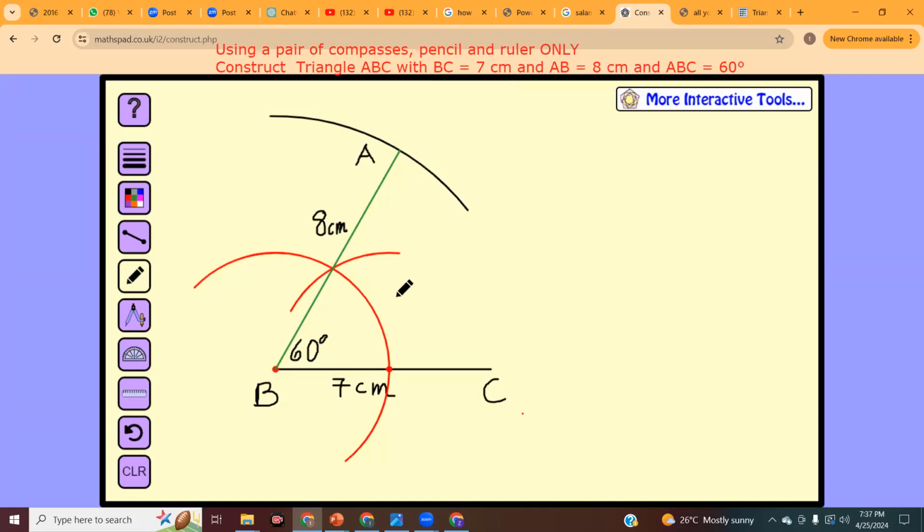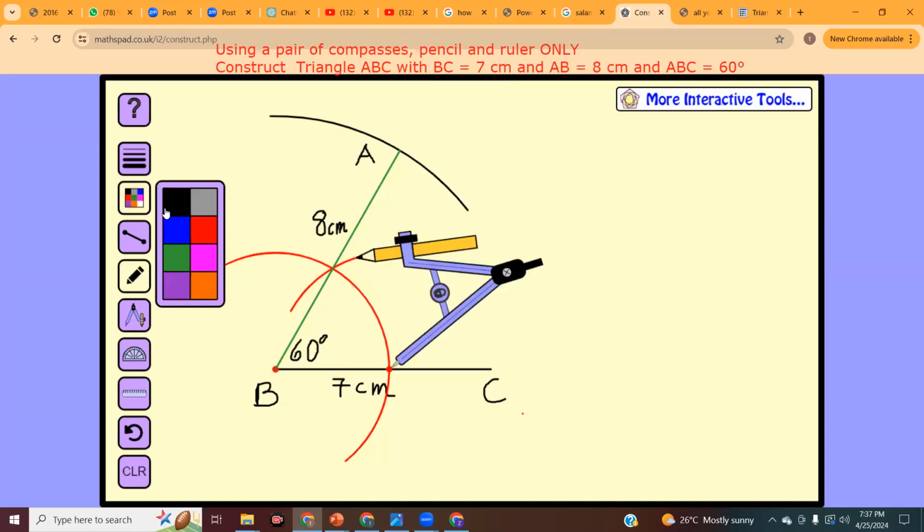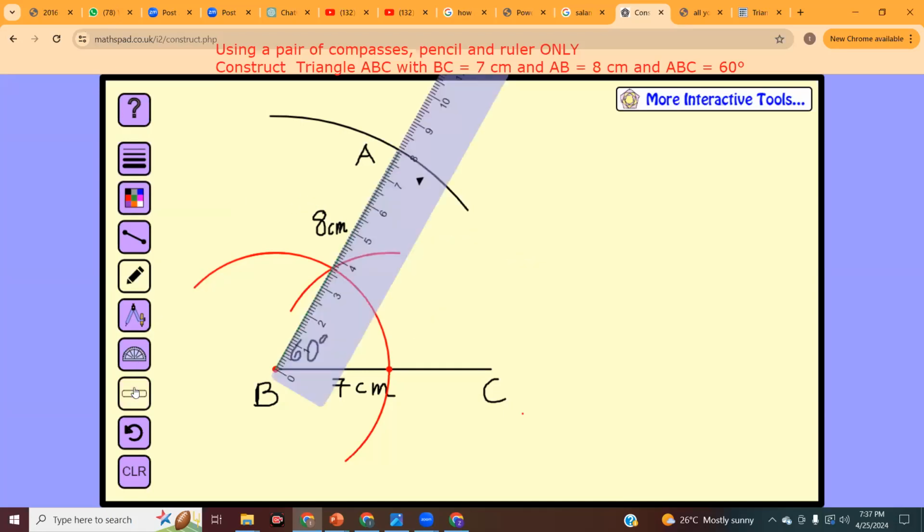Next, we have to just join it, right? So we're gonna join a line from here to here using a ruler. And this is gonna be our line that connects it, right? Good, so this is the second time that we did this.